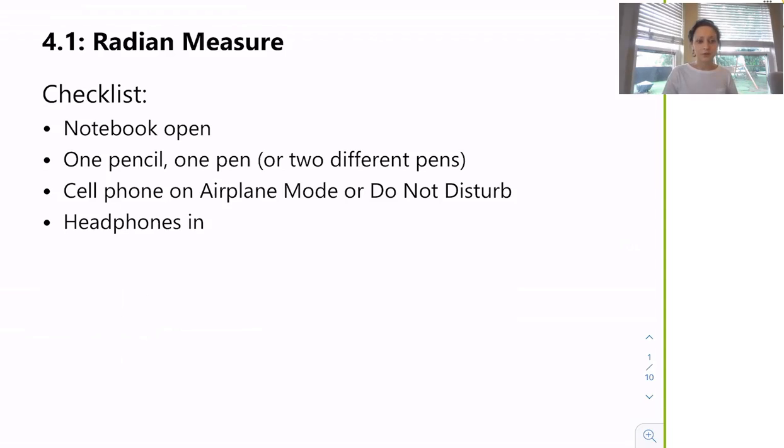So make sure you've got your notebook open, something to write on. Make sure you've got one pencil and one pen or two different color pens. That's for your regular pencil when you are taking notes and working with me. And then the other color, like a red pen or pencil, for when you are going to make any corrections, okay? Make sure that your cell phone is either put away or on airplane mode or do not disturb.